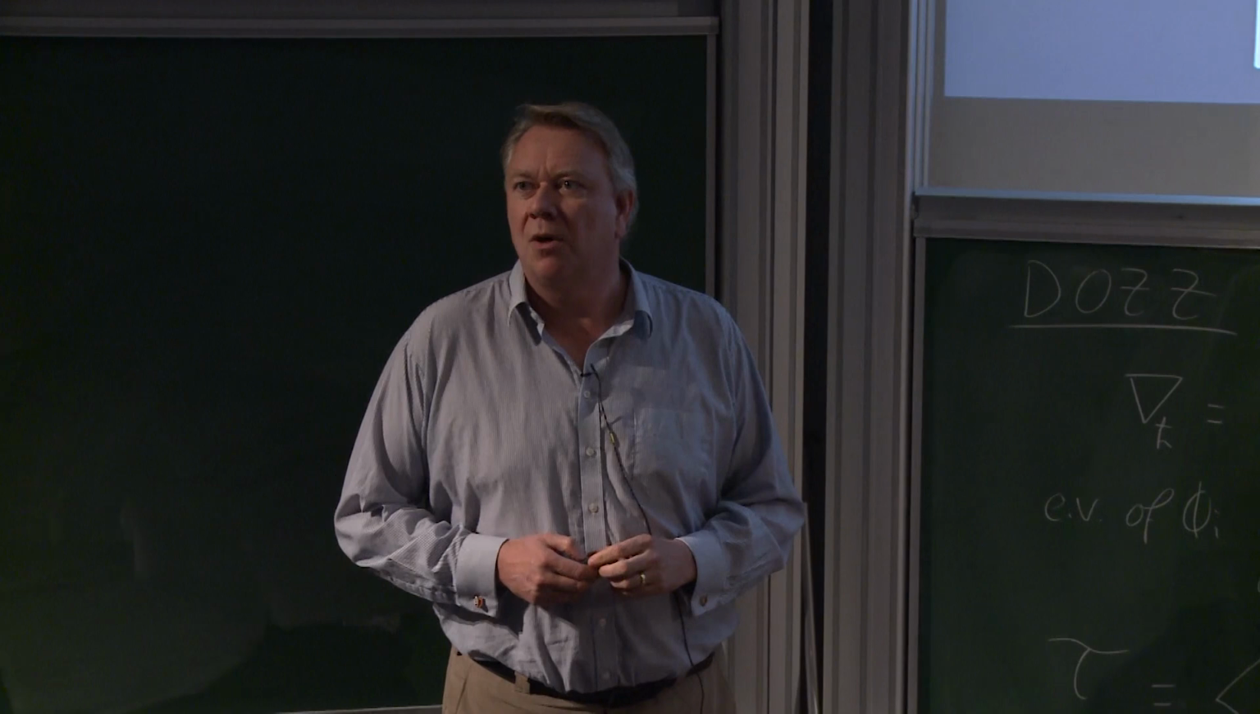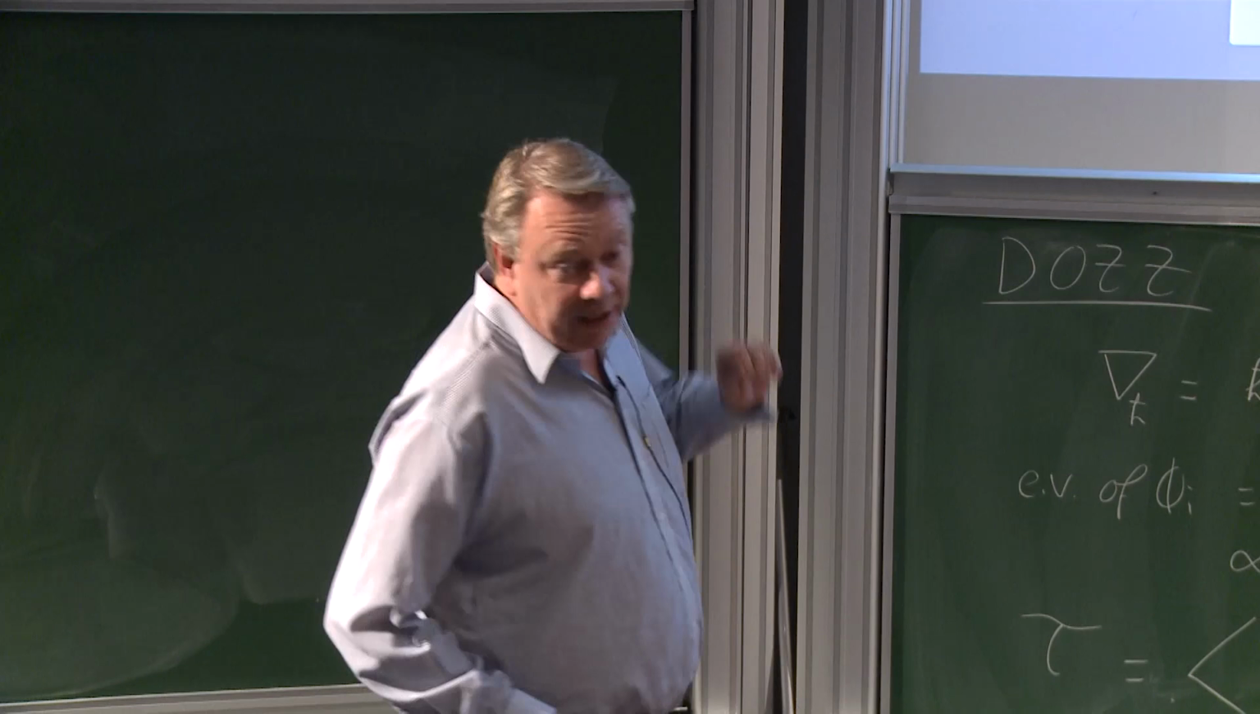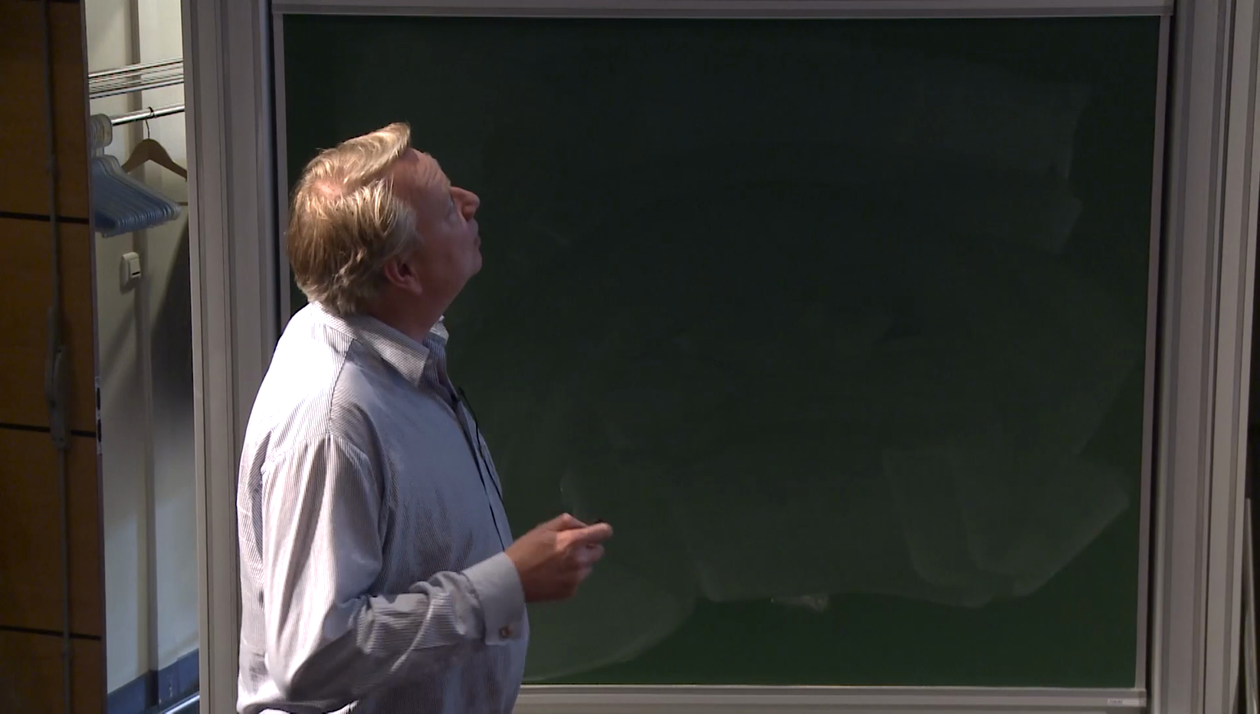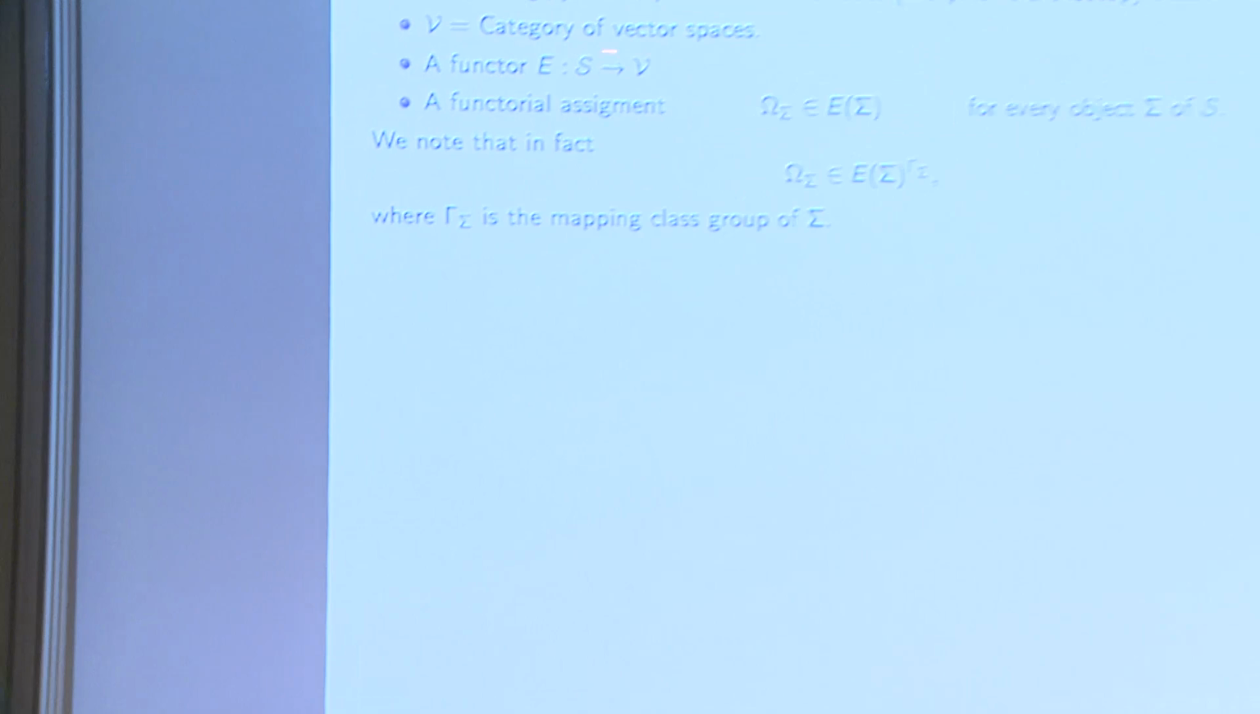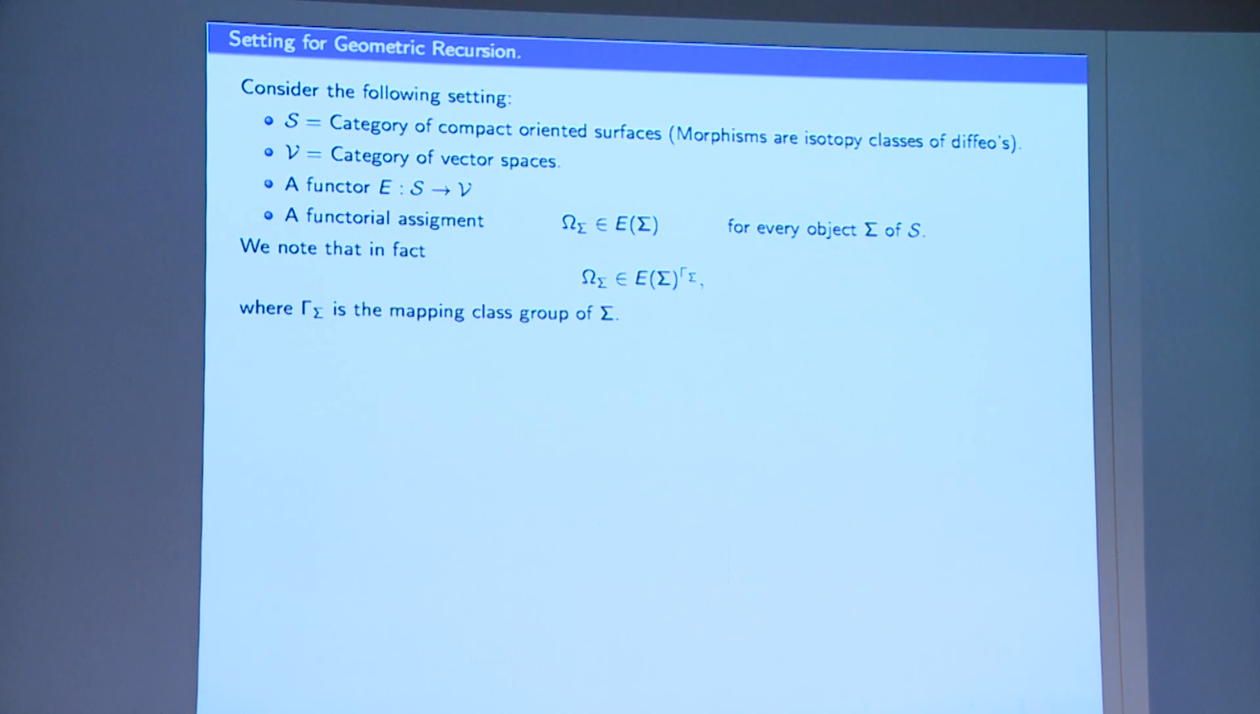So let me just start by looking at a setup that I would like to consider. This is a very general setup. I want to look at a category S, which is compact oriented surfaces. And the morphisms are just isotopy classes of diffeomorphisms. And the target category would just be some category of vector spaces. You should think of infinite dimensional vector spaces, for most of the applications I have in mind.